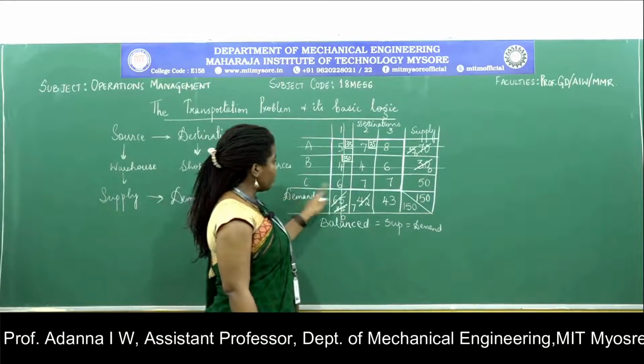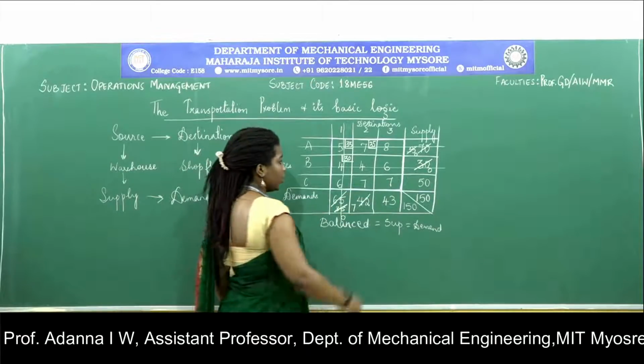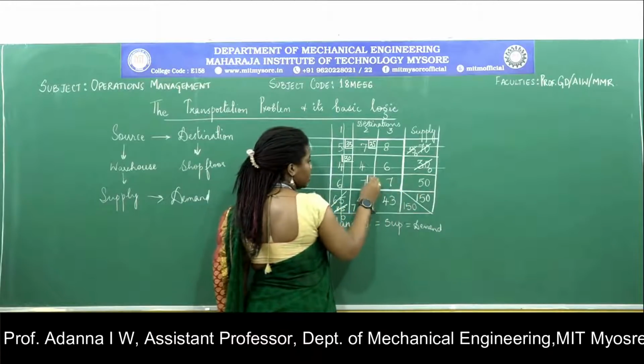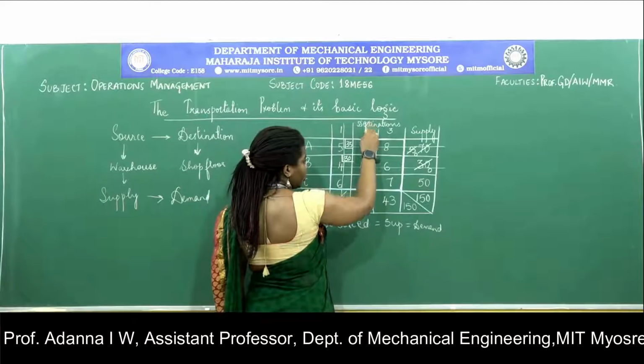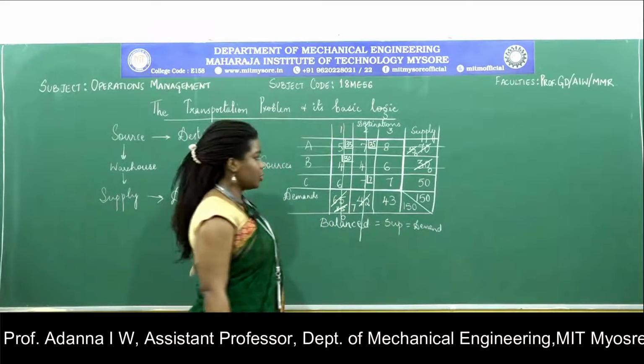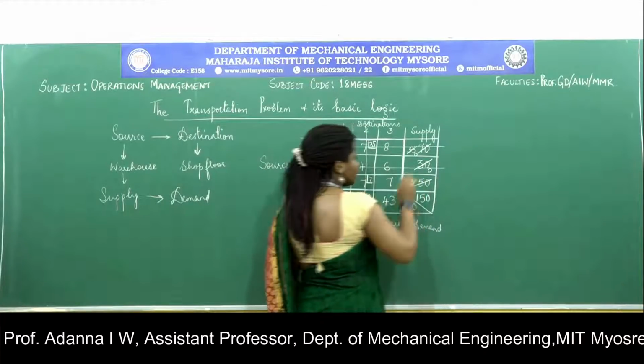Then again we have 2 more, that is 7 and 7. So you can choose either one. If I choose this one and allocate between 50 and 7, the least value is 7. So I have finished this particular destination, and here I am left with 43 units.